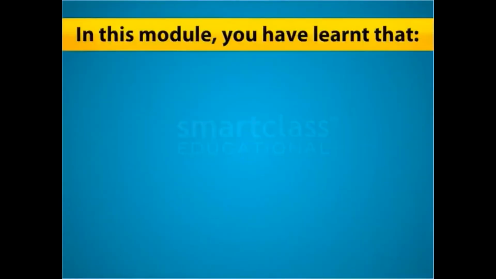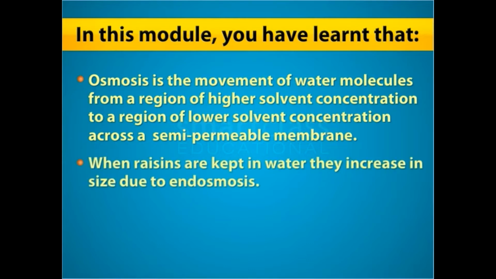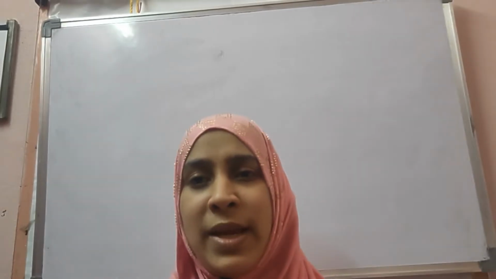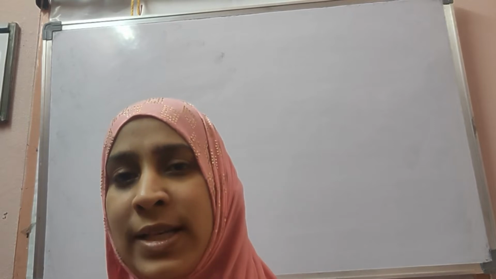In this module, we have learned that osmosis is the movement of water molecules from a region of high solvent concentration to a region of low solvent concentration across a semi-permeable membrane. When raisins are kept in water, they increase in size due to endosmosis. When raisins are kept in concentrated sugar solution, they shrink due to exosmosis. That makes the point clear about osmosis. With this, we have completed our first experiment.